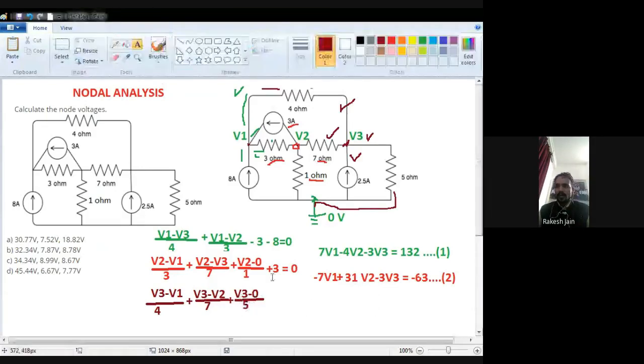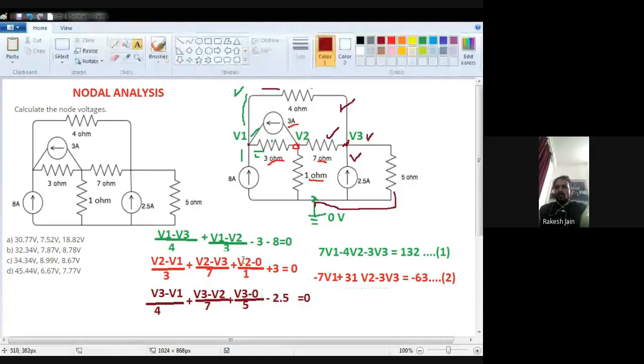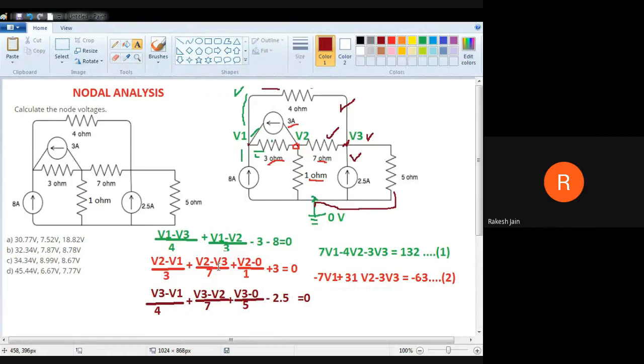And the current is going, this 2.5 ampere is coming. So I have to write down with negative sign, minus 2.5, that is equal to 0. Once again we cross check it. So V3 minus V2 upon 7 is there. Okay. V3 minus V1 upon 4 is there. Okay. V3 minus 0 upon 5 is there. Okay. And minus 2.5 is there. Okay. So this will be my equation.